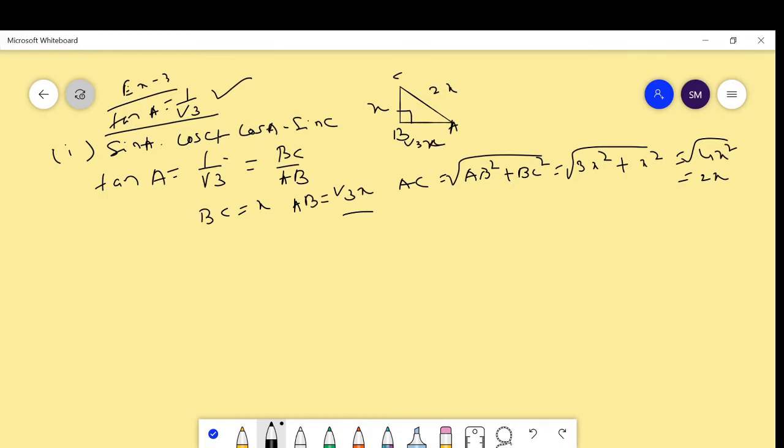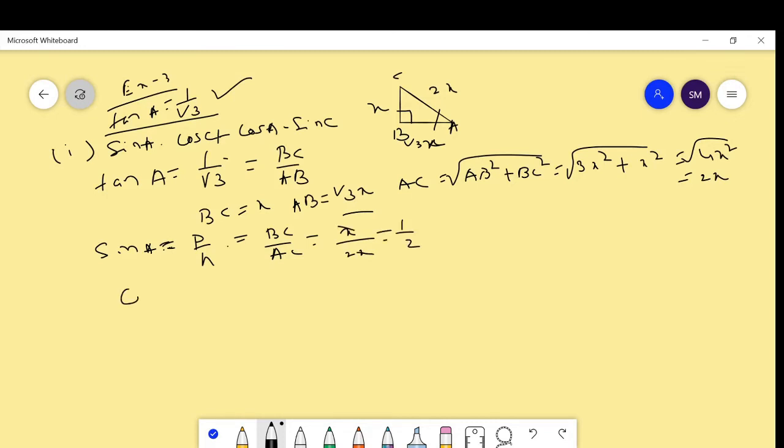Then here sin A is equal to P by H, perpendicular upon hypotenuse. For angle A, perpendicular is BC upon AC, which is equal to x upon 2x. X cancel. This is 1 upon 2.